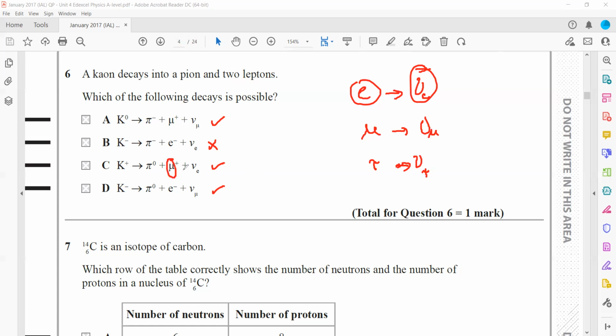Here muon is there, but the neutrino is of electron, so that's why this is not correct. Here electron is there, but the neutrino is for muon, that is not correct. Here muon is there and the neutrino is for muon, so that is correct. So A is the right answer. First we check the charge, then we can check even the lepton number. When I check the lepton number, you'll find it will not be balanced for the rest.